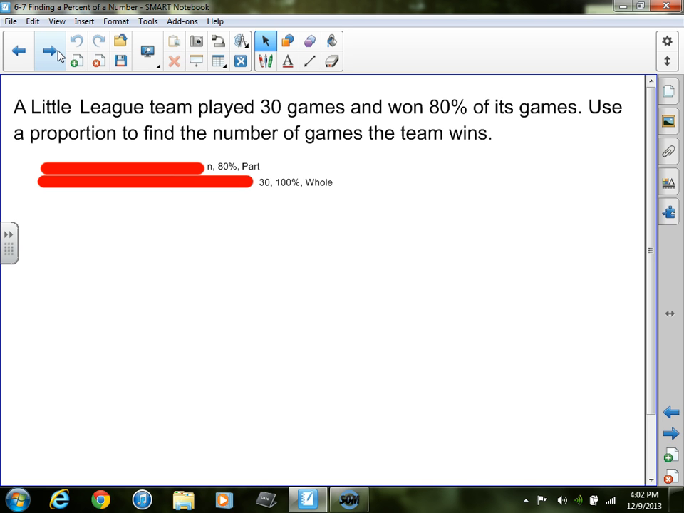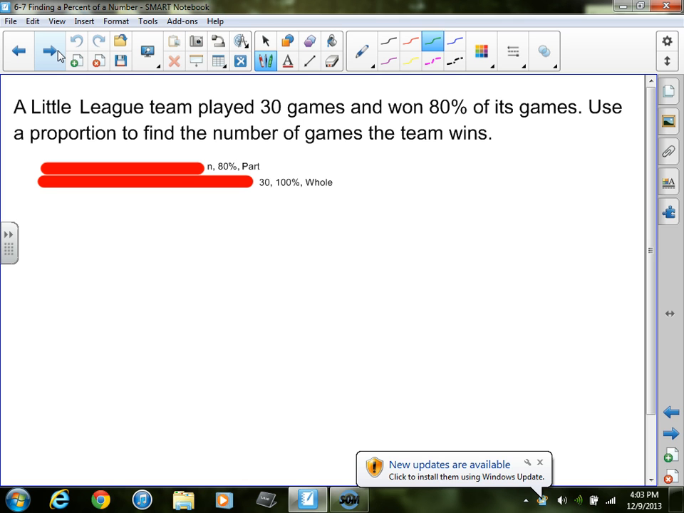So, for example, a Little League team played 30 games and won 80% of its games. Use a proportion to find the number of games the team wins. So we know that there were 30 games played and they won 80% of them. So here's what my proportion looks like. First, I drew a little diagram. I have a line here. This first top line right here represents N. This is what we want to know.